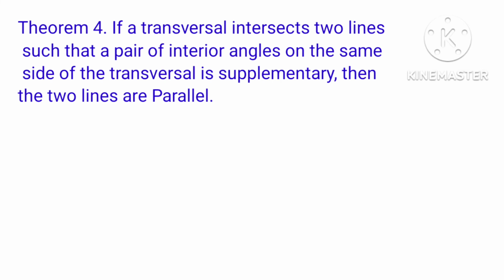Next theorem. If a transversal intersects two lines such that a pair of interior angles on the same side of the transversal is supplementary, then the two lines are parallel. That means a pair of interior angles on the same side of the transversal are supplementary, that means the sum of the two angles is equal to 180 degrees. Then we have to prove that the given lines are parallel.